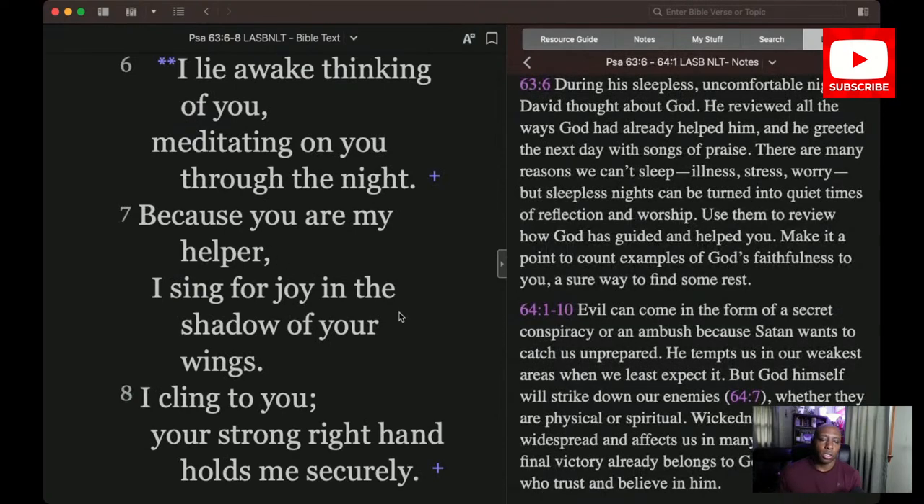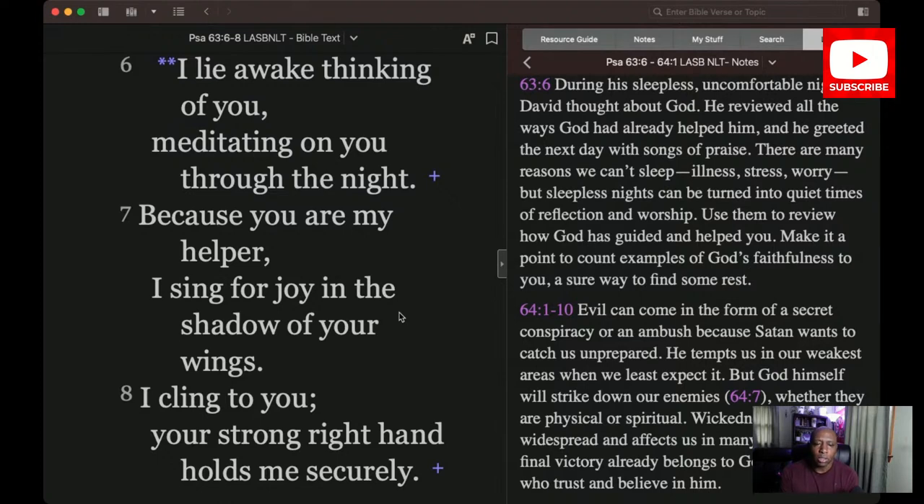Psalm 63, verse 6 tells us this. I lie awake thinking of you, meditating on you through the night. The Life Application Study Bible tells us this. During his sleepless and uncomfortable nights, David thought about God. He reviewed all the ways God had already helped him, and he greeted the next day with songs of praise.